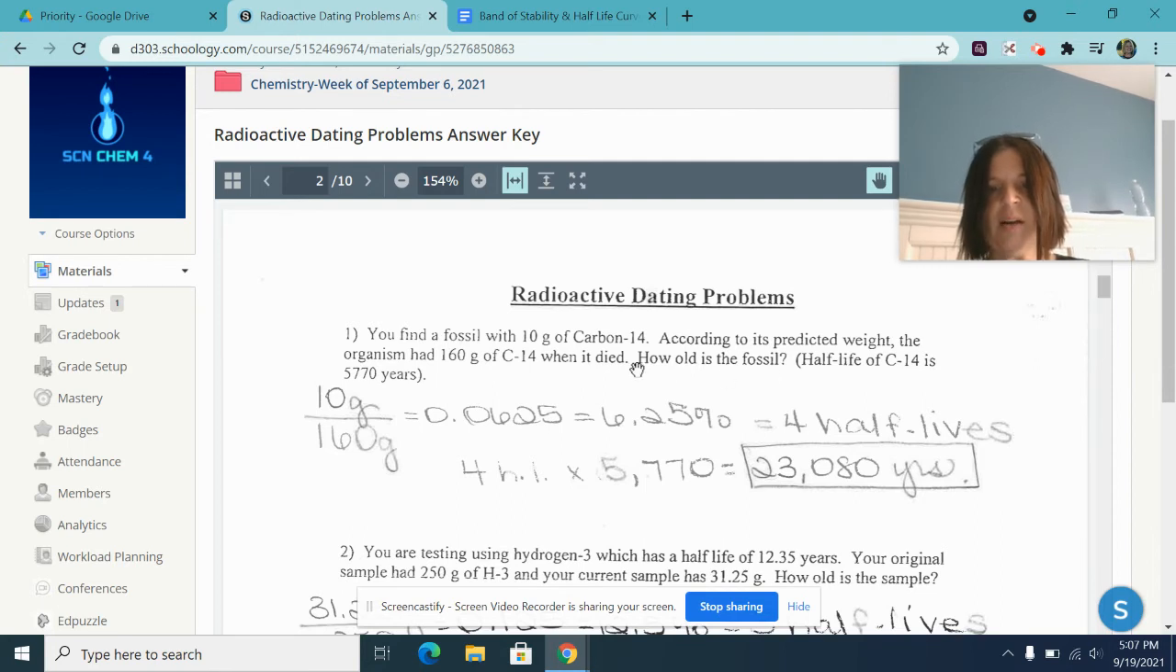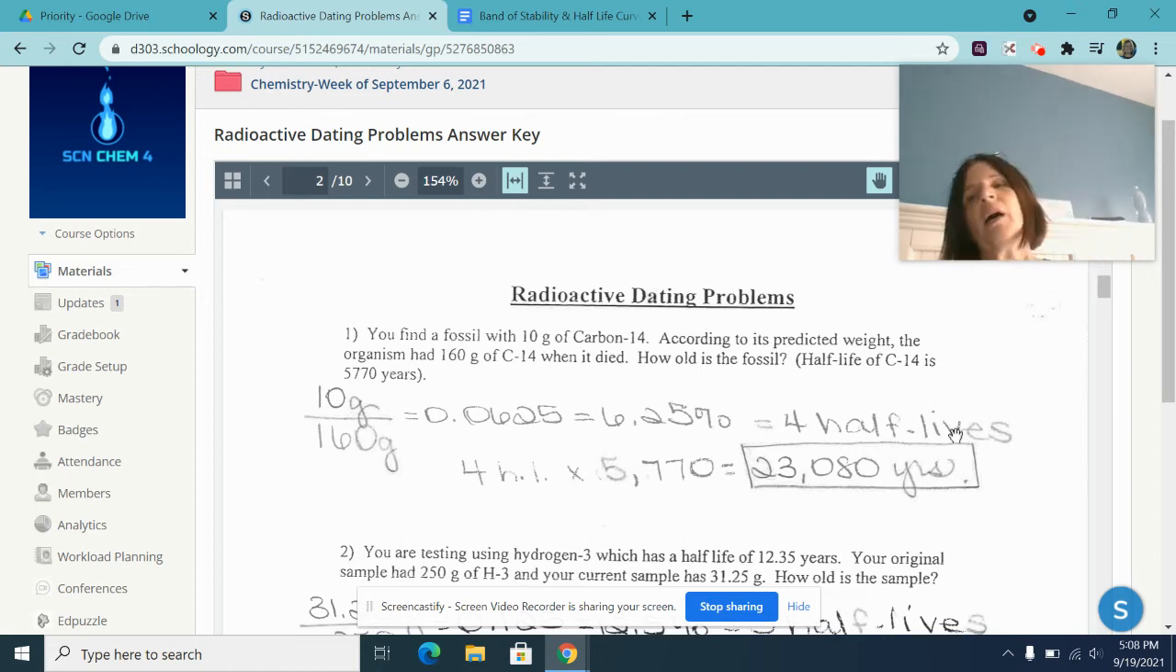Now, in order to find out how old the fossil is, which is what the problem is asking us to do in the first place, we take the number of half-lives it's been through times the amount of time for each half-life, which for carbon-14 is 5,770 years. When we multiply that together, we get 23,080 years.